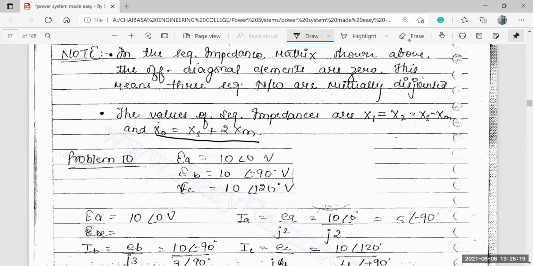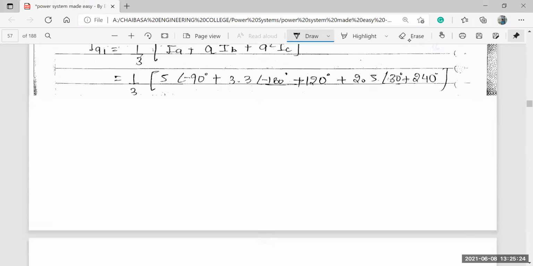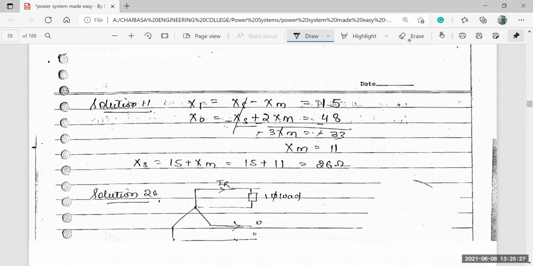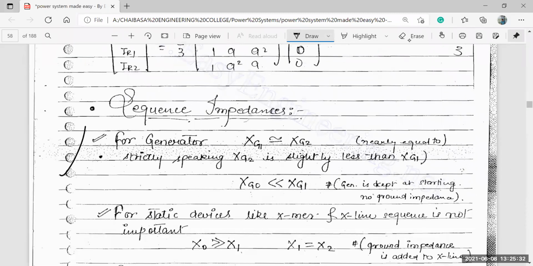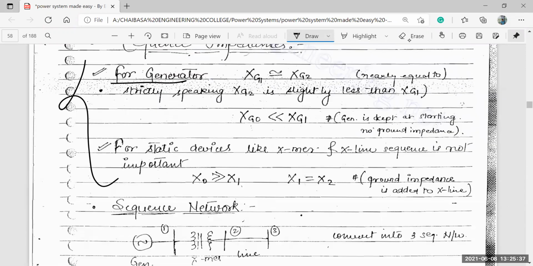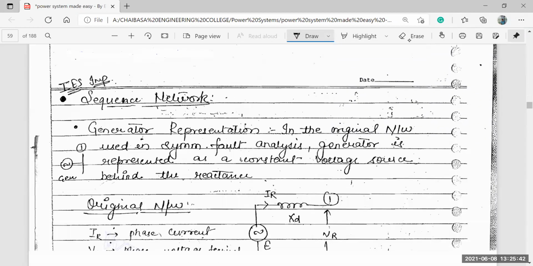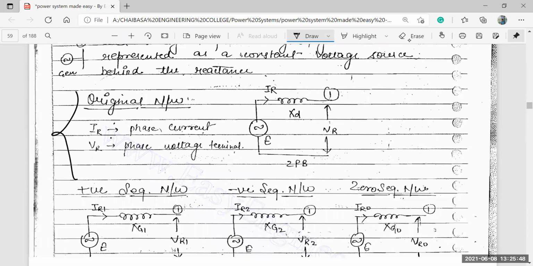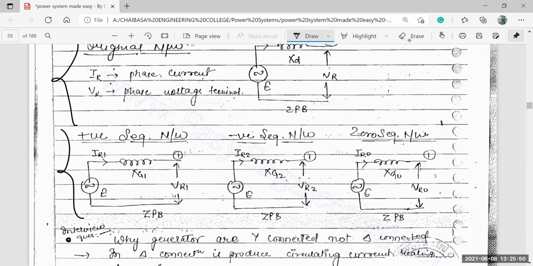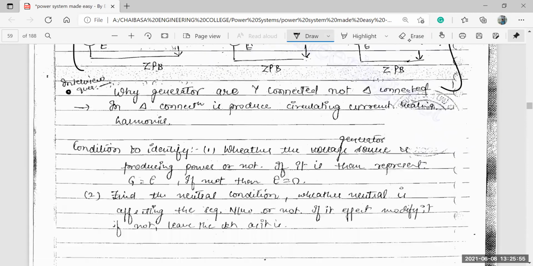This system was designed and we have solved these equations. We have concluded about these two for the generator. So that is the sequence impedance for your generator, for static. For your sequence network, we have seen these things. We have also drawn this particular segment. This entire thing we have already covered in our section.